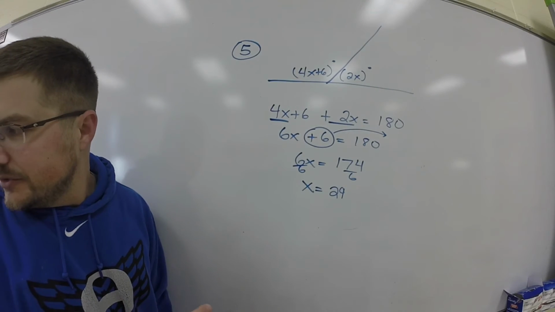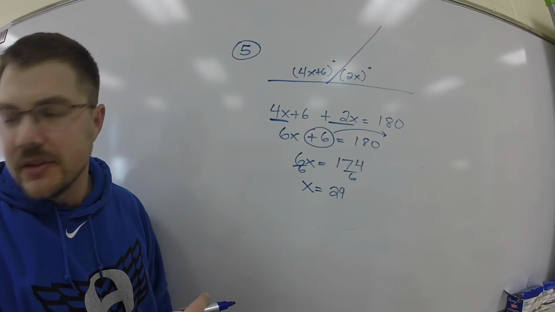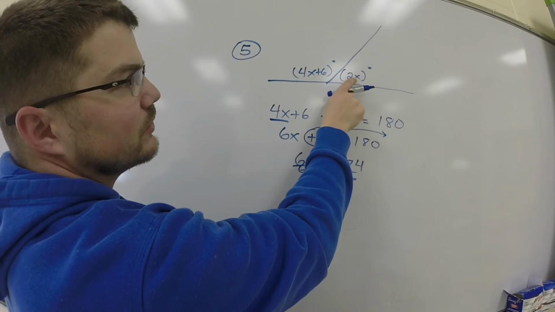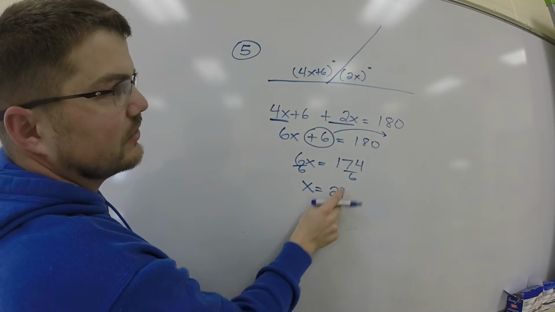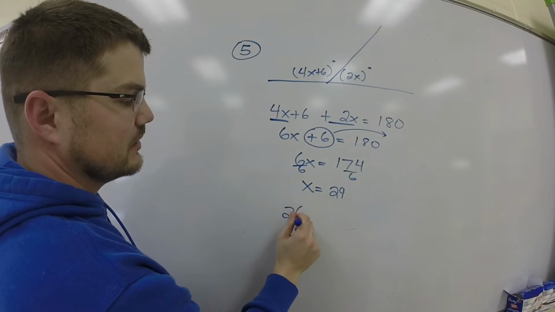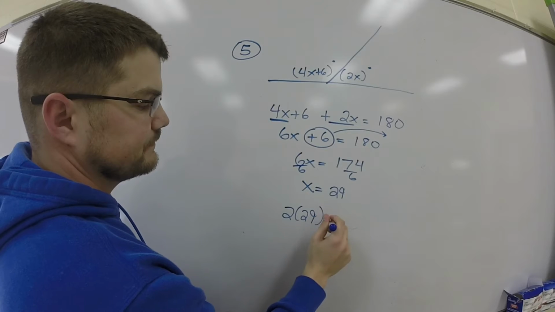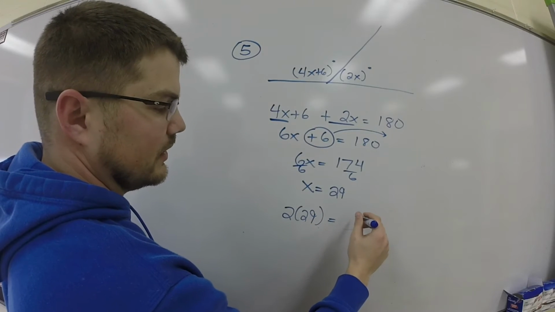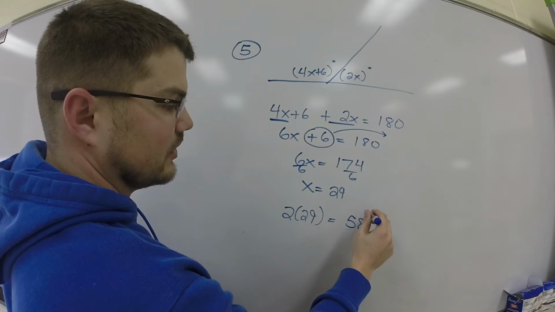And the question wants to know what is the measure of the smaller of the two angles, so this one. So I'll plug in 29 here, and we'll say 2 times 29. And that gives me 58 degrees.